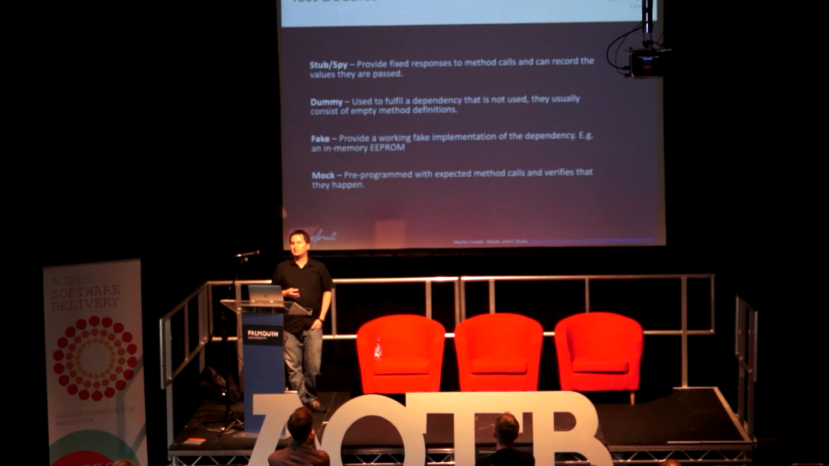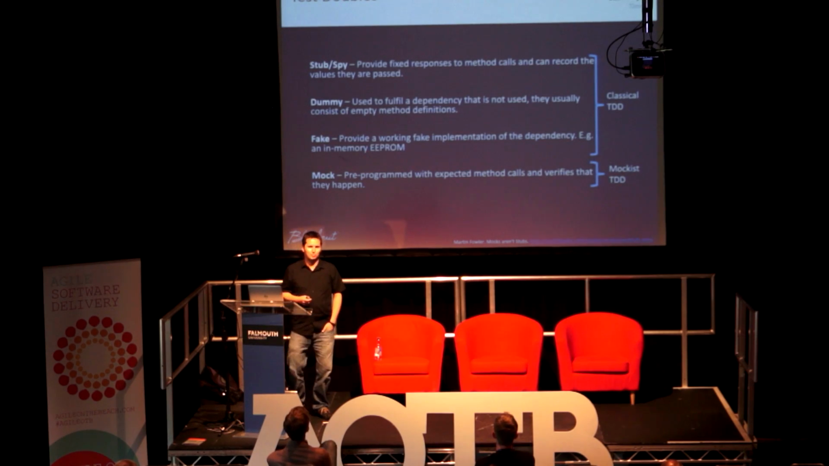Which type of test double we use depends on our TDD style. For what's known as classical TDD, we use stubs, dummies, and mocks. And for what's known as mockist TDD, unsurprisingly, we use mocks. So it's worth deciding what TDD style you're going to use. This is actually something I found out really late in my TDD adoption. I never really heard of this until a few years ago.